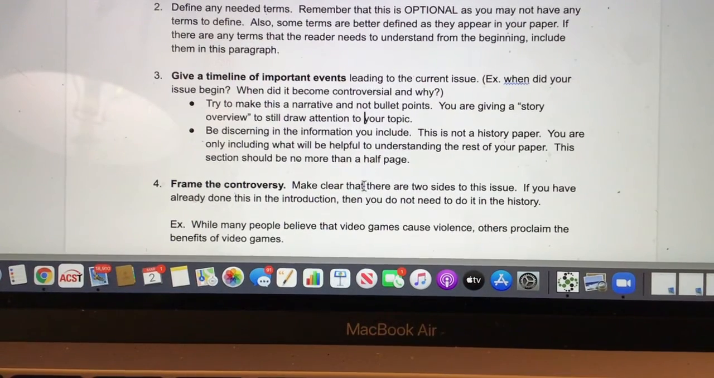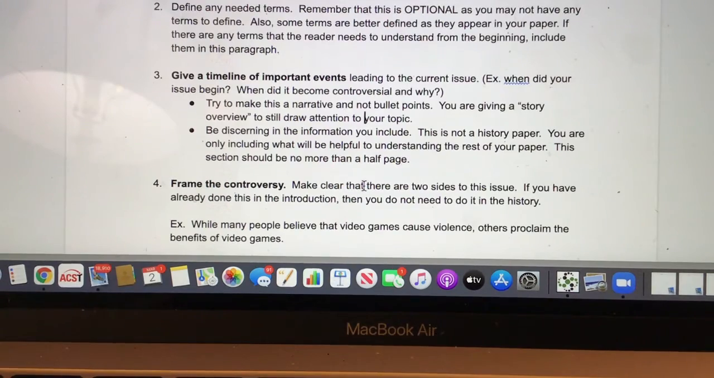Now, the thing I want to say is you don't want to make this a dry report. You want to try to make it a little bit of a narrative. You don't want it to be like bullet points. You're giving a story overview. You want to be discerning in the information you include. This is not a history paper. And you're only including what's helpful to understanding the rest of your paper. And I'll give you an example of that in just a minute. Now, your history section should be no more than a half page. Okay, so just keep that in mind.